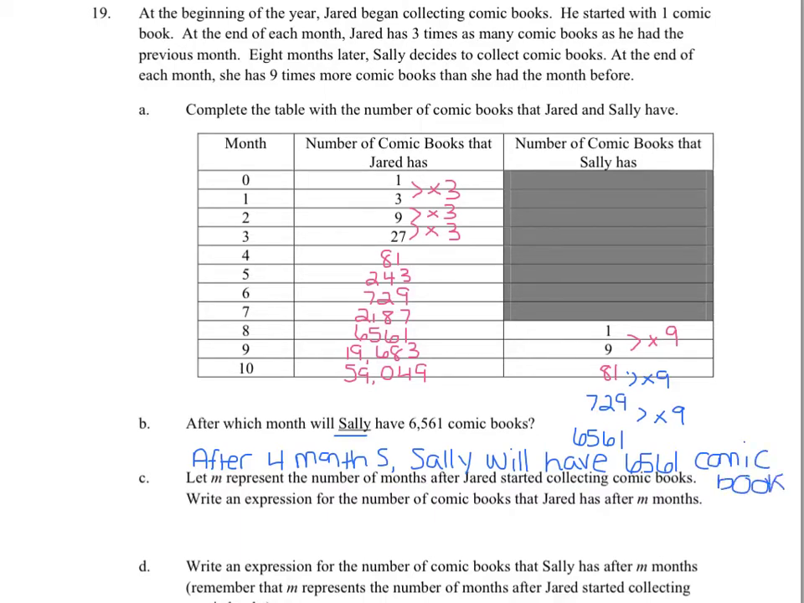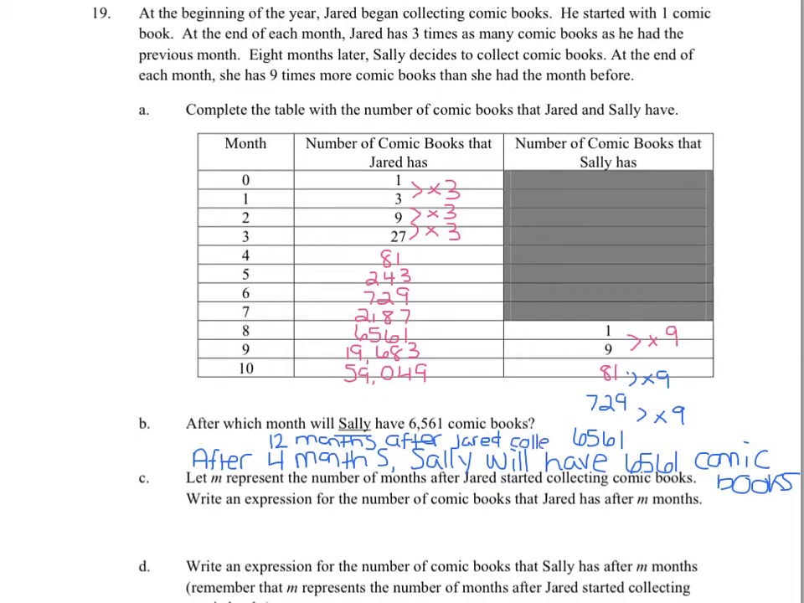Another way to write this, although I don't think it's as good an answer, but it definitely works, is to see that we've got 1 and 2 places after our last column at 10. So you could say after 12 months, but you have to be specific. After 12 months after Jared started collecting.